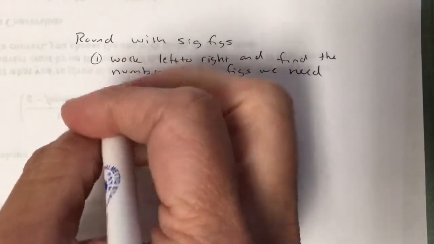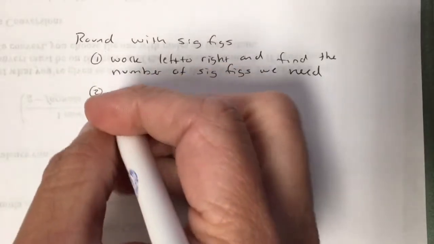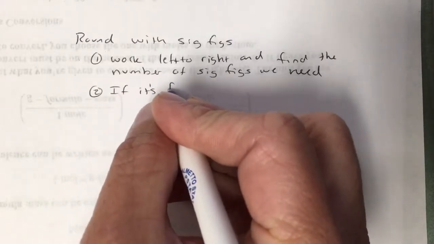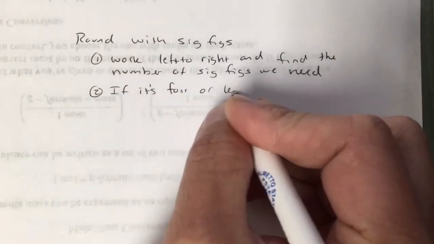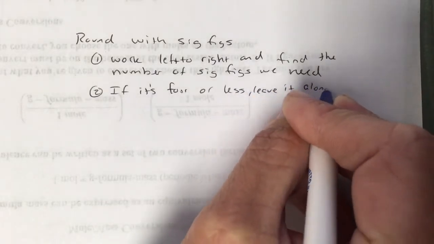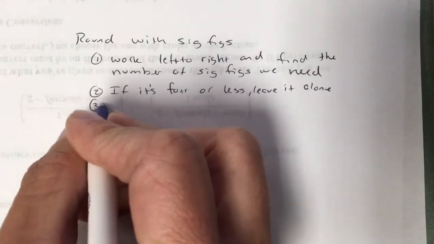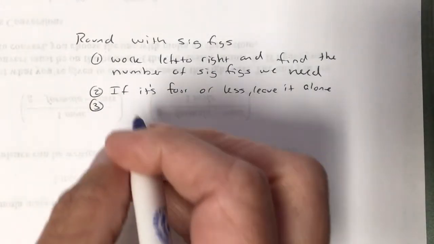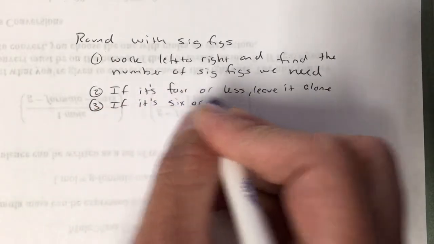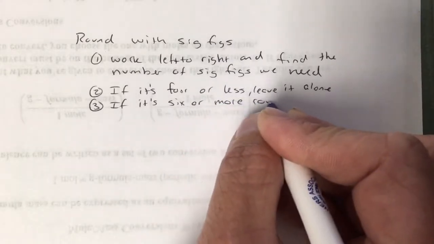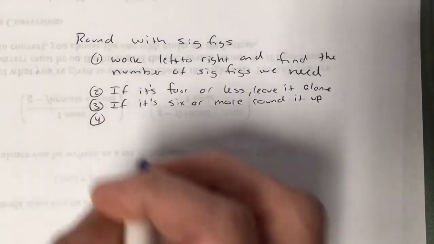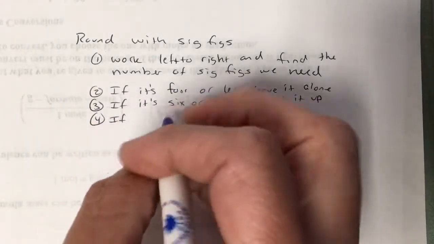The rounding rules: if it's 4 or less, leave it alone. If the number following it is 6 or more, round it up. And then if it's a 5, make the last significant figure even.